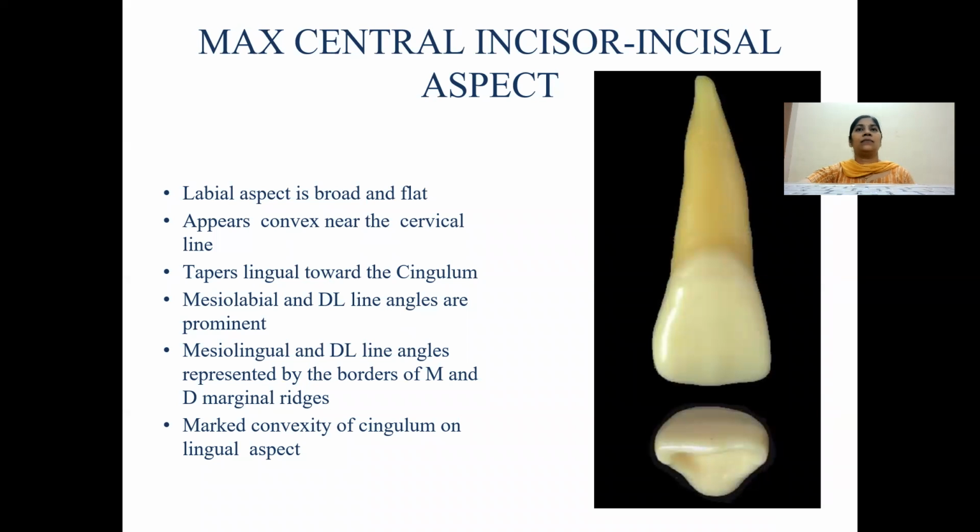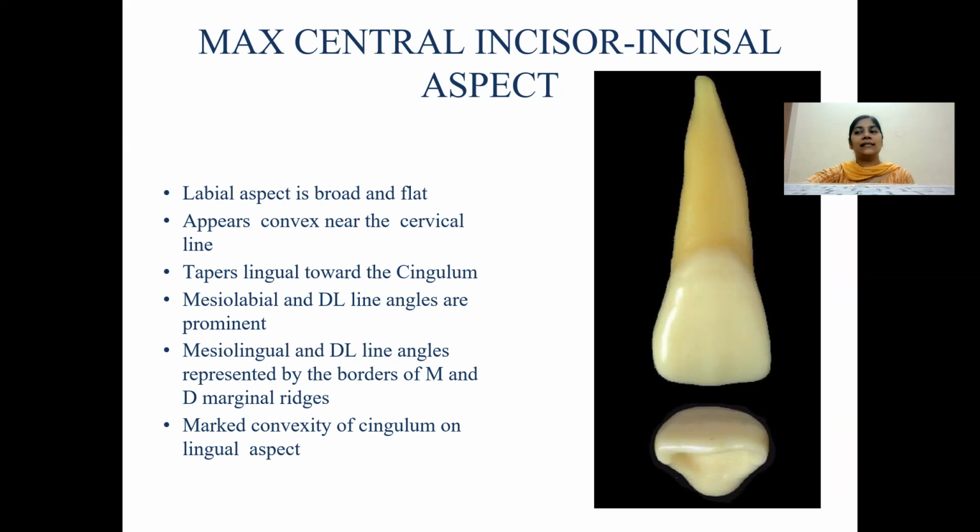Now the incisal aspect. Here you can see the labial aspect, and below that you can see the incisal aspect of that tooth. In the incisal aspect, the crown superimposes the root, so that is the reason the root is not visible over here. And if you appreciate the labial surface in the incisal aspect, you can see it is broad and flat over here.